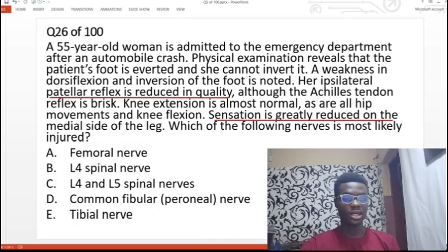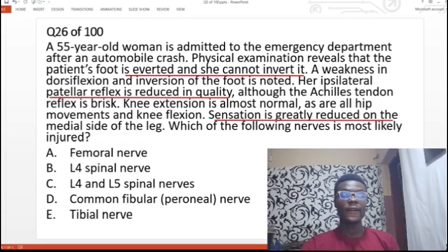So, I've underlined the important things that we need to take note of. The patient's foot is everted and she cannot invert. There's weakness in dorsiflexion and inversion. Then our patellar reflex is reduced in quality. Then there's a loss of sensation on the medial side of the leg. So all this is pointing towards a particular thing. And what is it pointing towards? Let's analyze this one after the other. So let's start from the foot eversion and inability to invert the foot.